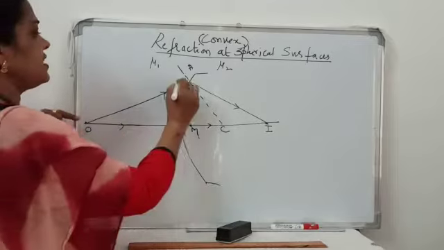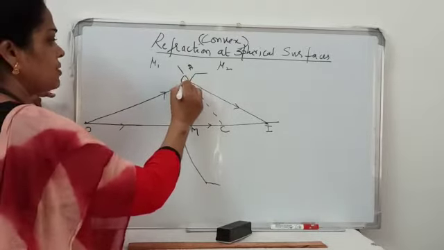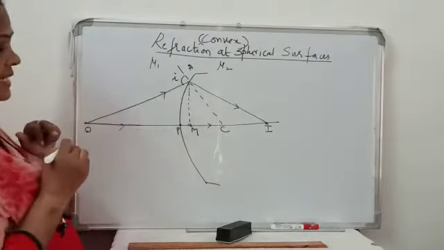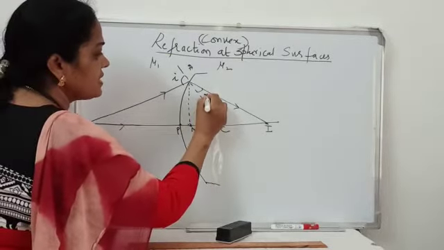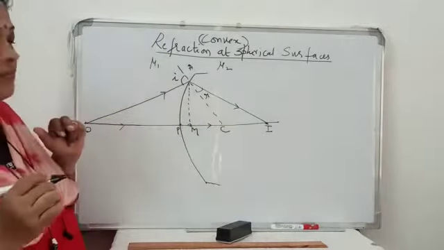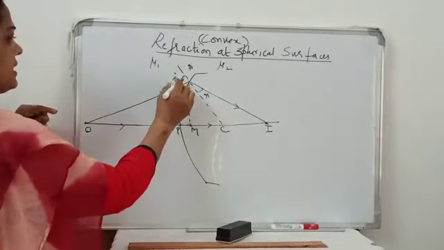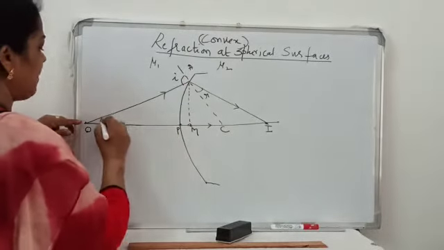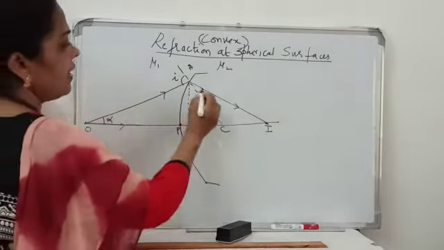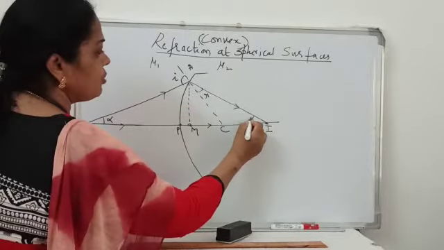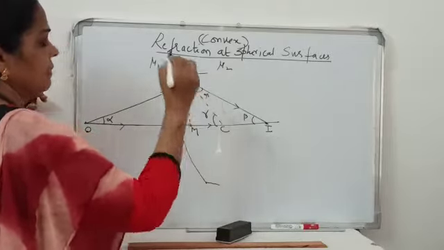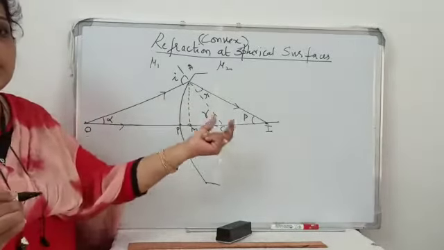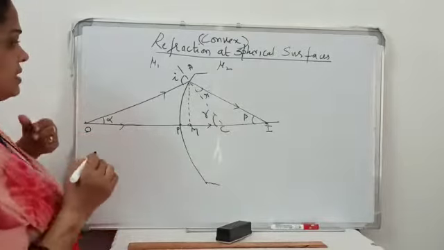Now, this is the incident ray and this is the normal. So this is the angle of incidence. This is the refracted ray and this is the normal. So this is the angle of refraction. Let us also consider angle AOM to be alpha, AIM to be beta, ACM to be gamma. This we are considering to simplify our equations.